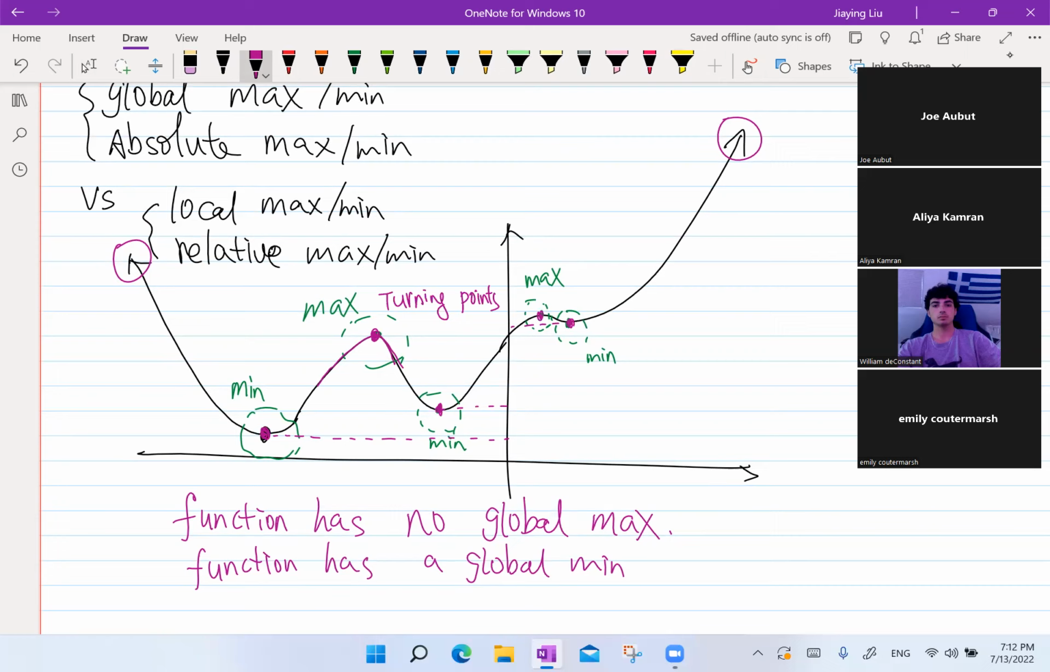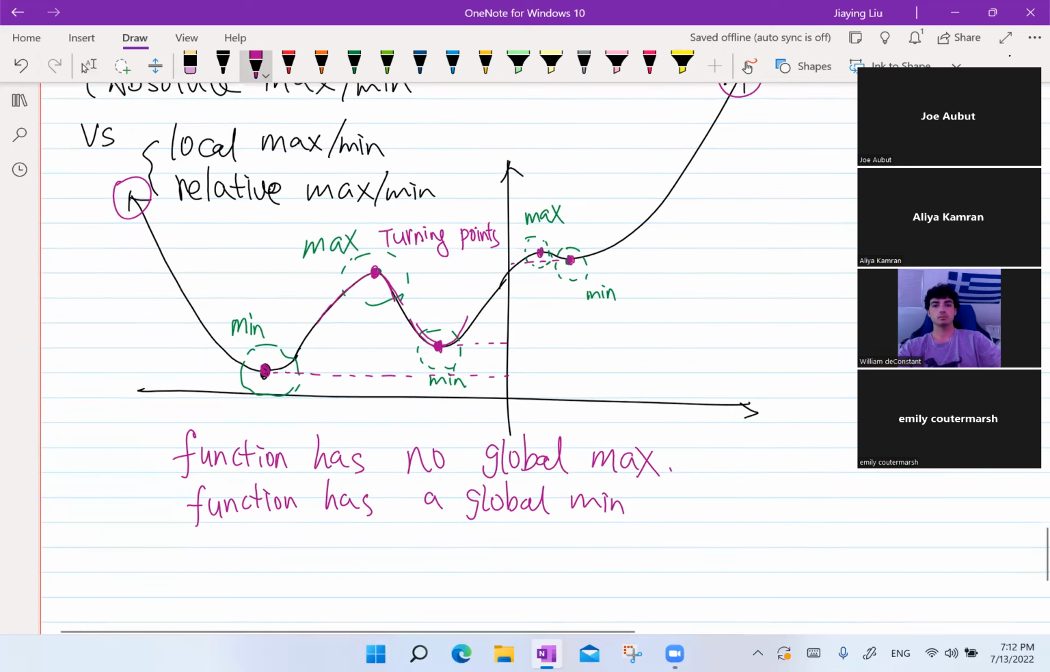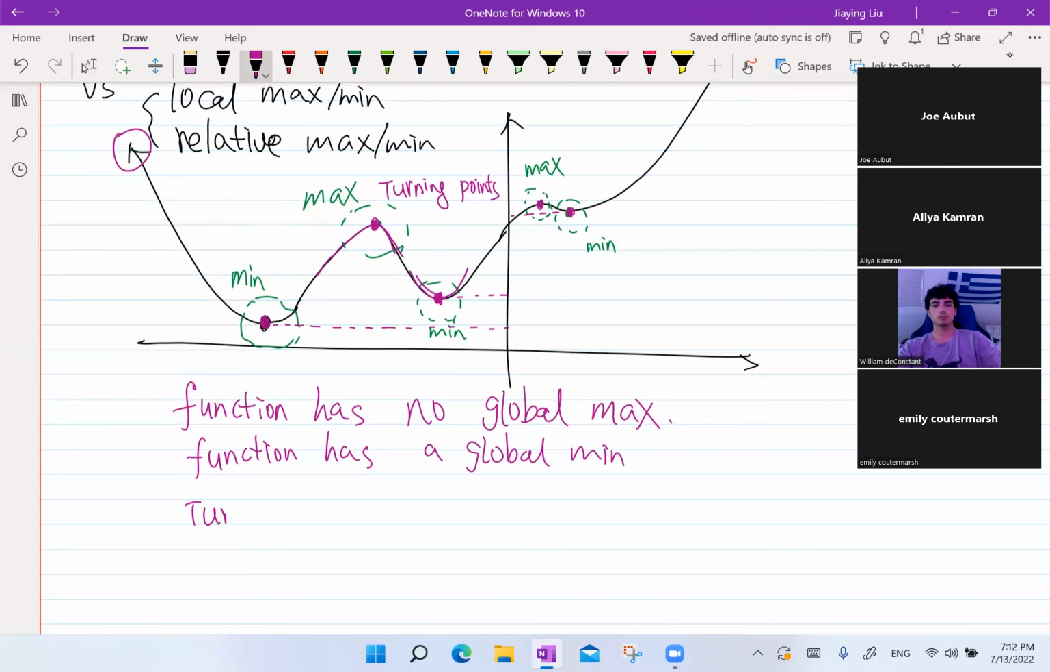Same thing with the local minimum. The function decreases going downwards, and then it changes direction by going upwards. So turning points are where the function f of x changes direction.